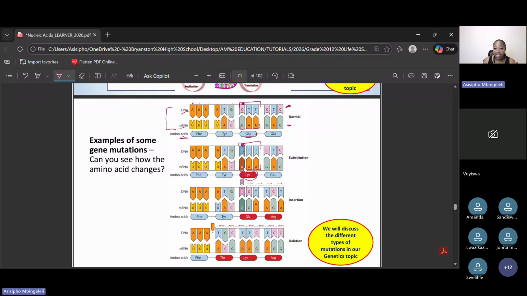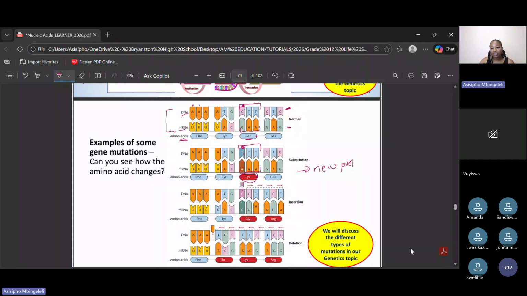Now, since we have AAA, it's coding for the lysine amino acid. This tells us that a new protein will be formed. Same with insertion. In insertion, there's just a base that got inserted. So if we look at this triplet here, it was CTT. Then there is a base that got inserted before the C.